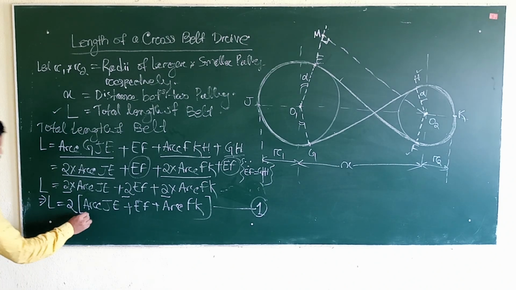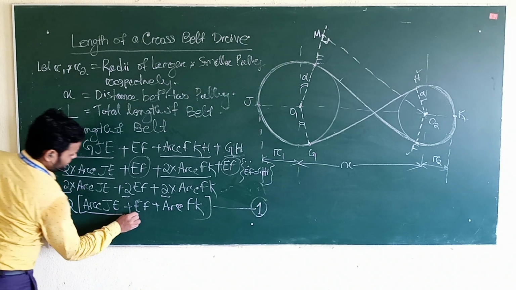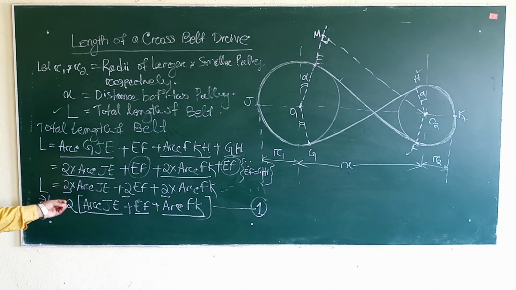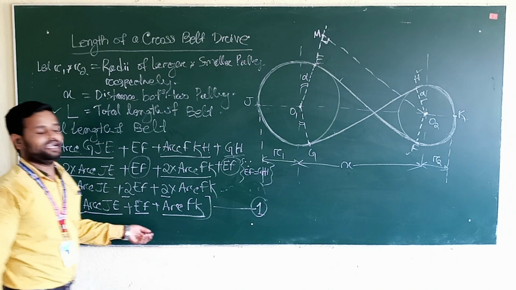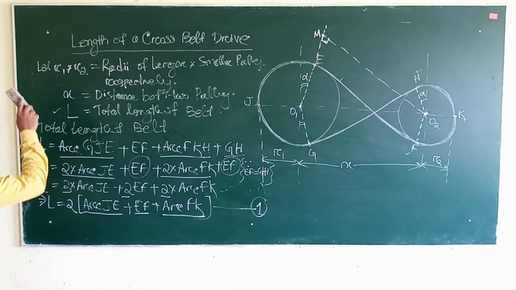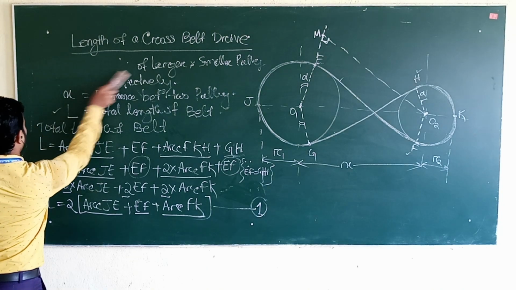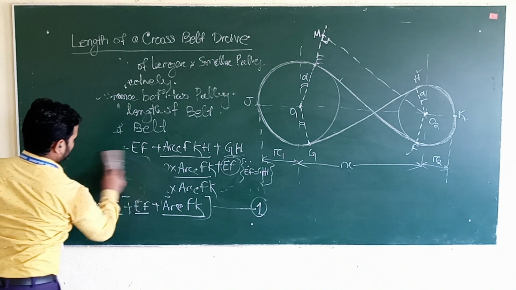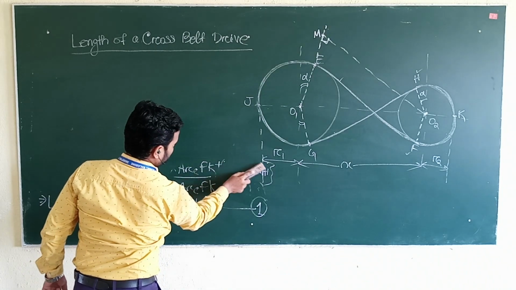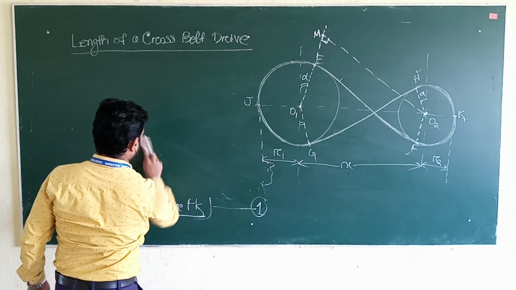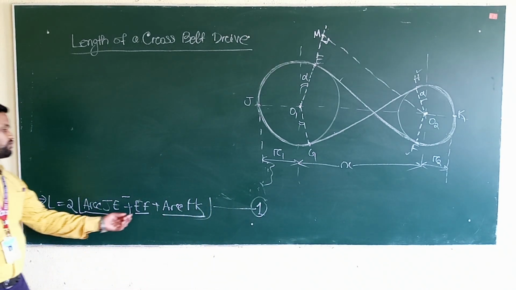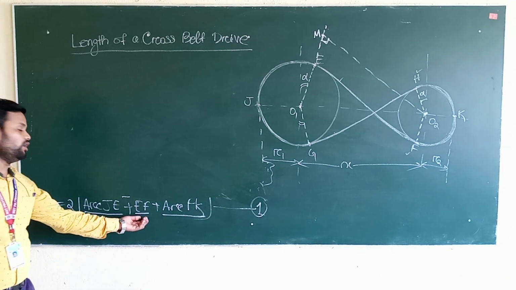Then we will calculate each term, that means the arc JE value, EF value and arc FK value. After calculating these three values, we will put them in equation 1 so that we get the length of the cross belt drive. So make a note. After that I will erase. Okay, so first we will calculate the value of arc JE, next the value of arc FK and the value of EF.